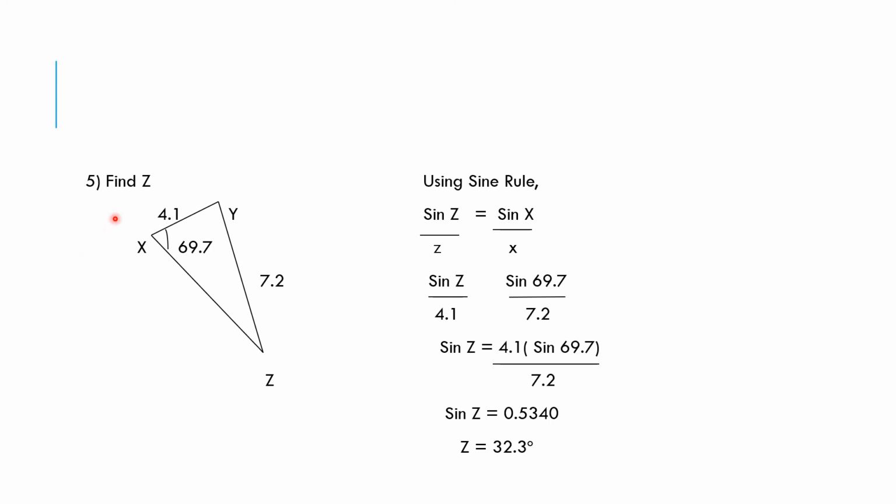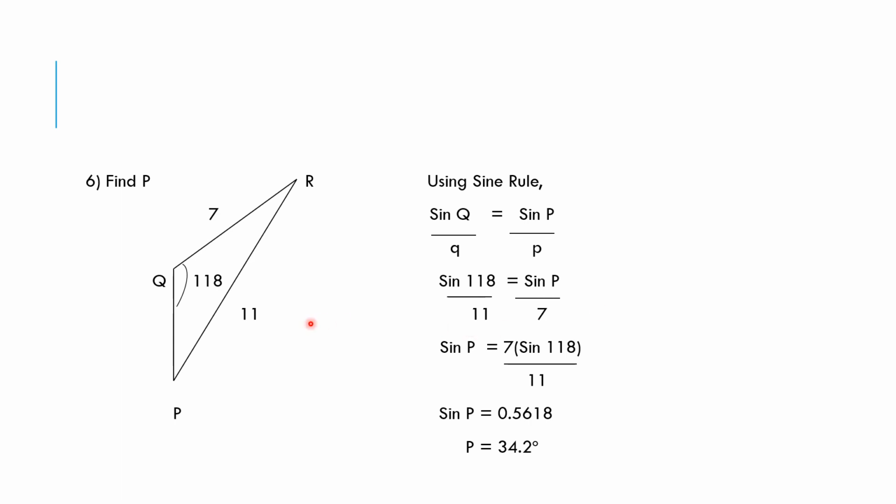Let's have a look at another question. Here we have to find the angle Z. XYZ is a triangle. The angle Z is unknown and the side Z is 4.1. Angle X is 69.7 and side X is 7.2. Using the sine rule, sine Z over Z is equal to sine X over X. Sine Z over 4.1 is equal to sine 69.7 over 7.2. So sine Z is equal to 4.1 times sine 69.7 over 7.2. So sine Z is equal to 0.5340, and the angle Z is sine inverse of 0.5340, that is 32.3 degrees.